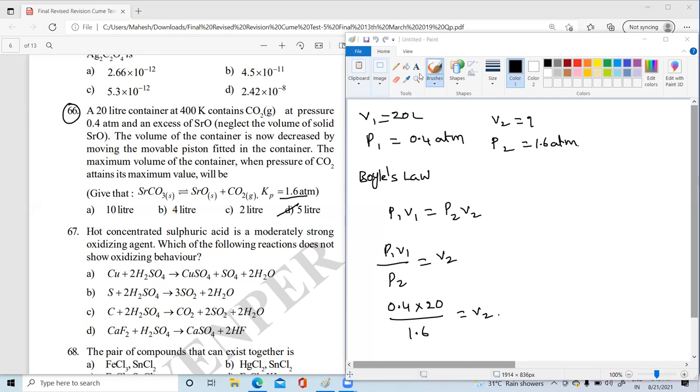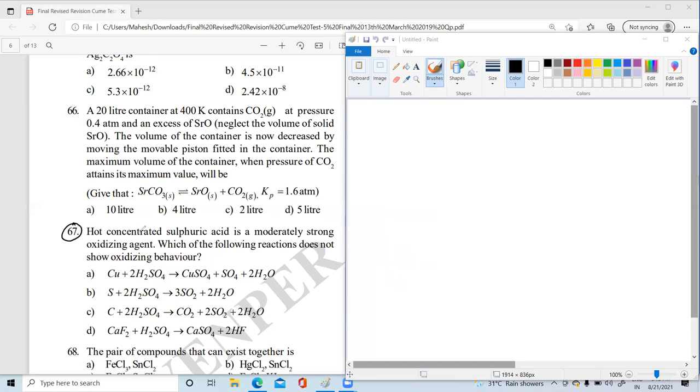Next question, students, question number 67. Hot concentrated sulfuric acid gives SO2. Hot concentrated sulfuric acid is a moderately strong oxidizing agent. Which of the following reactions does not show oxidizing behavior? So look, students, here we should find the oxidation states.